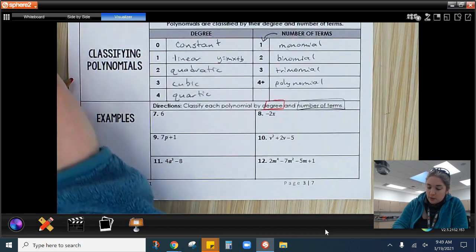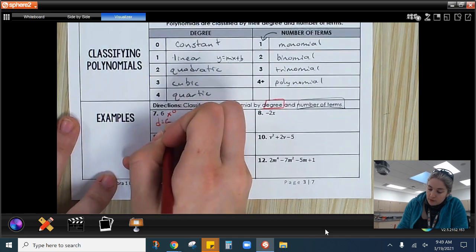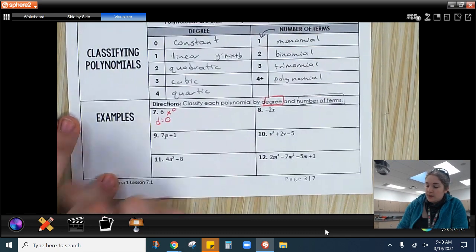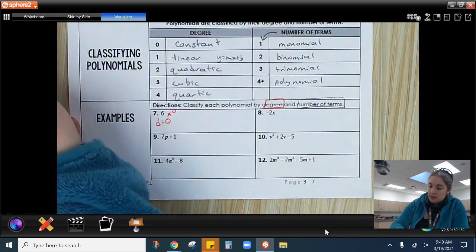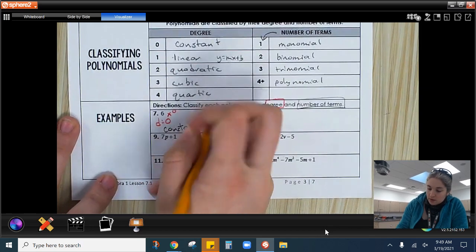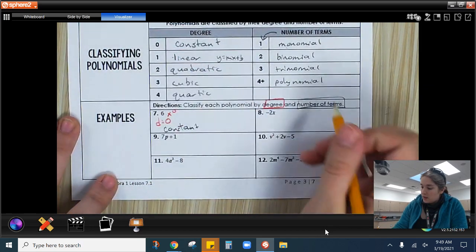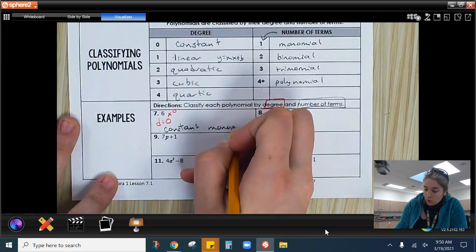So the degree for this one, remember we can write an x to the 0, so it's going to have a degree of 0. And so it's a constant, right, because it's got a degree of 0. And then it has only 1 term, so it's a monomial.